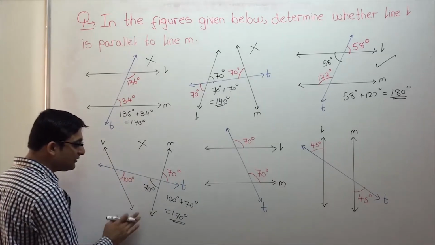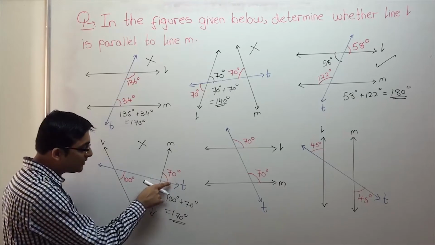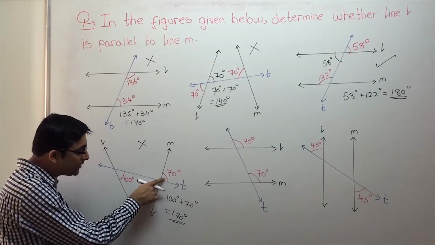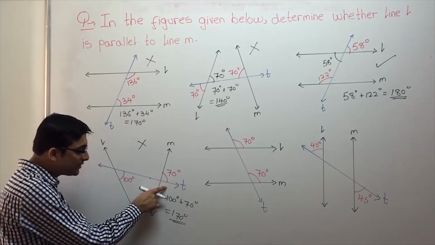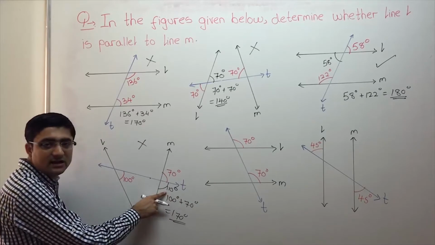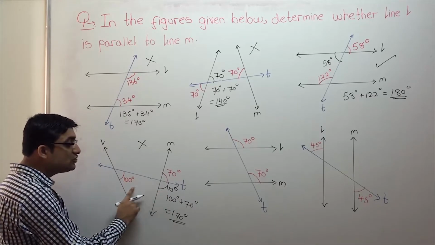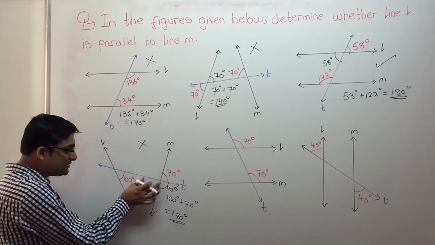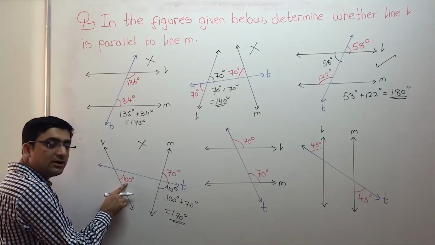Another way by which you can solve the same question. This angle is 70. Now these two angles form a linear pair, two angles next to each other on a straight line. So this plus this is 180. So what is this angle? 110. Now look at these two angles. What are these two angles? These two angles are corresponding angles, right? Same side of the transversal, different vertex, right? So what is corresponding to this angle?